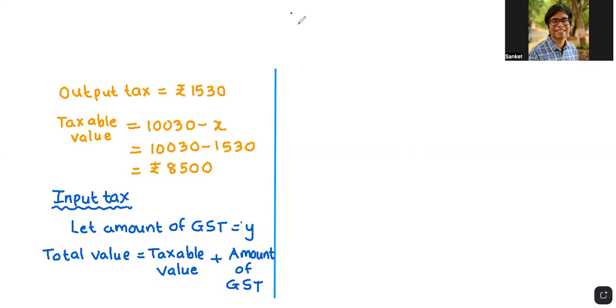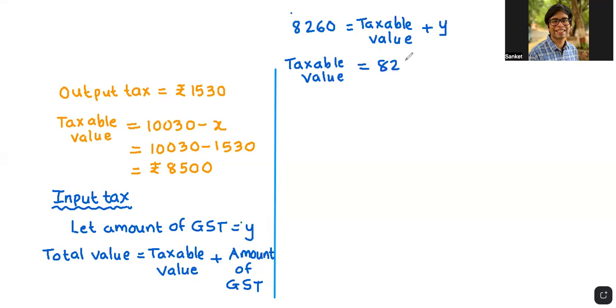Now I know that my total value at the time of purchase is 8260. I don't know the taxable value, so I'm keeping it as it is. And amount of GST I've considered as Y. So let me rearrange this. I get taxable value is equal to 8260 minus Y. Let me call this equation 2.